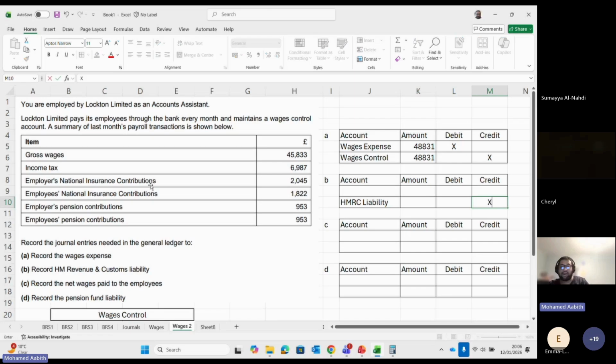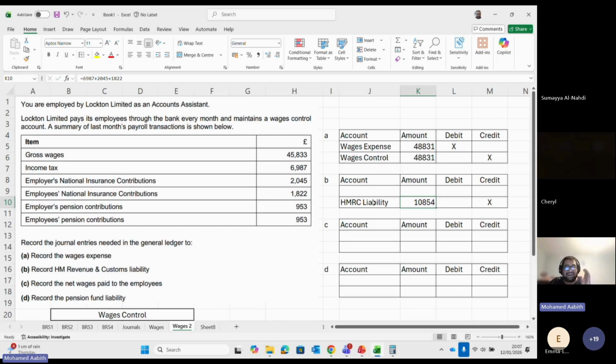So I will do a credit entry here and let's find out how much the amount is going to be. We have the income tax 6,987 plus the national insurance contribution 2,045 plus 1,822, which is £10,854. This is the money we have to pay to HMRC as the employer's national insurance contribution and the employee's national insurance plus their income tax.